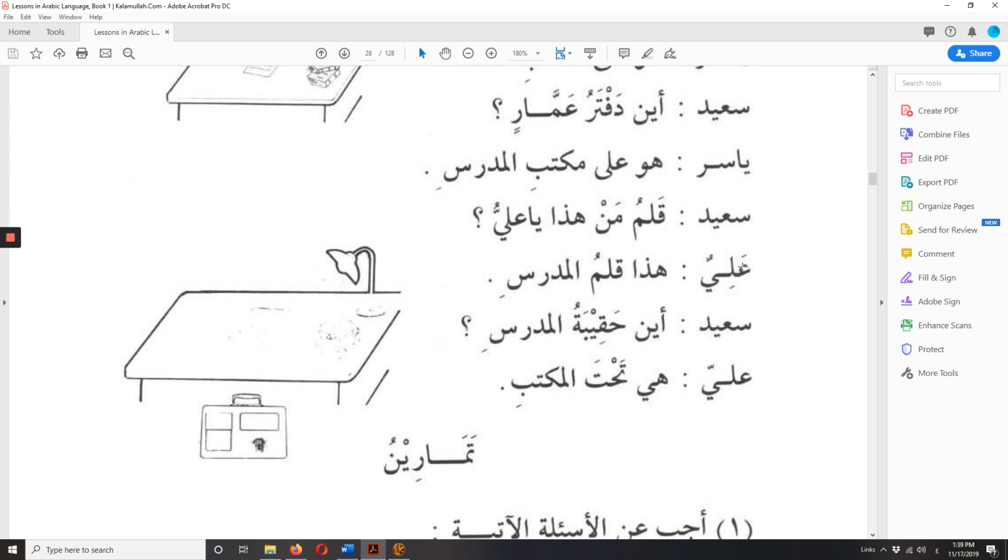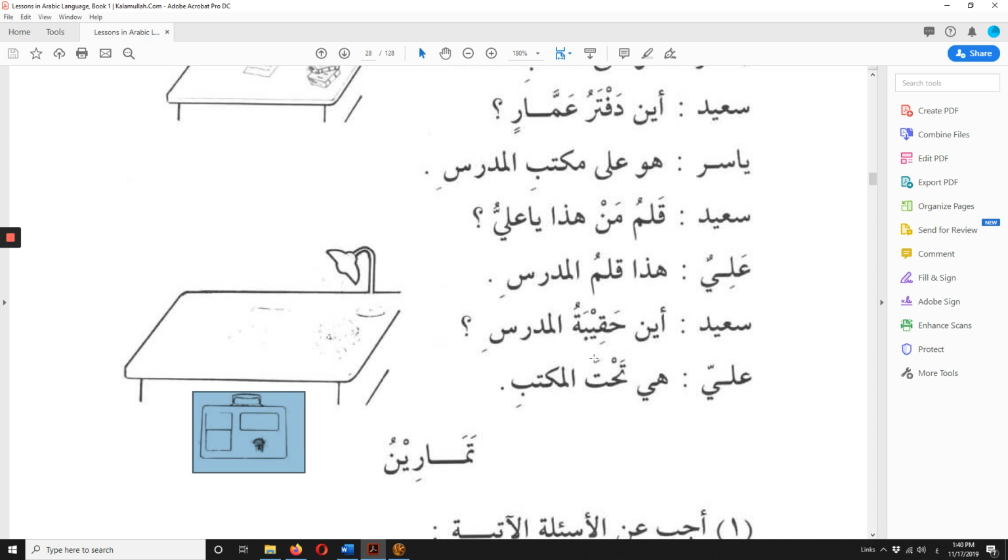So Aliyun says, هذا قلم المدرس. So this is the teacher's pen. Sa'id: أين حقيبة المدرس؟ Where is the teacher's bag or briefcase? Right there. هي تحت المكتب.